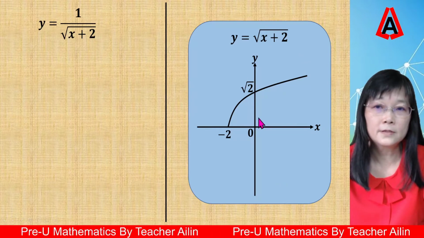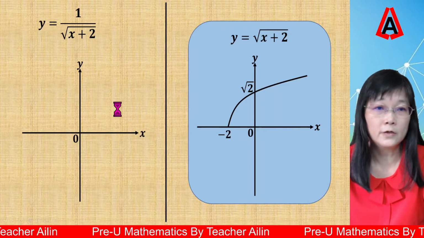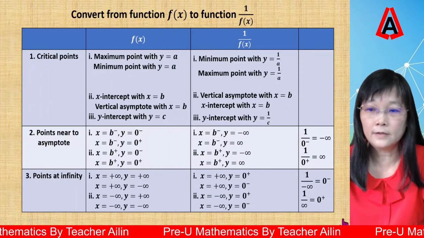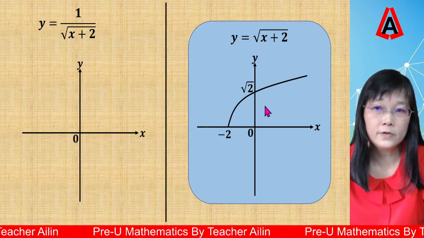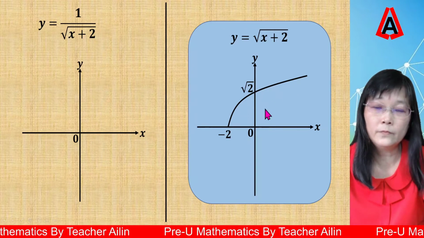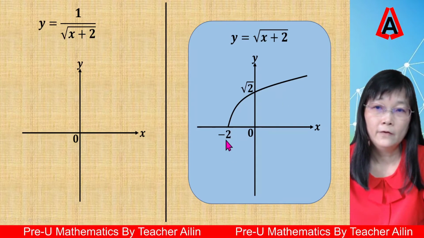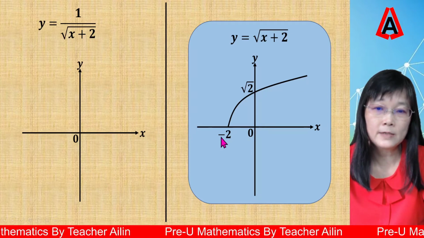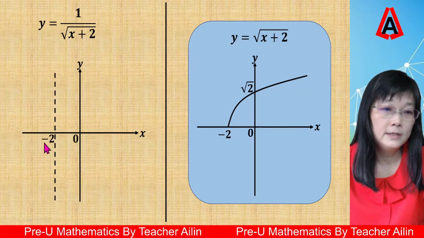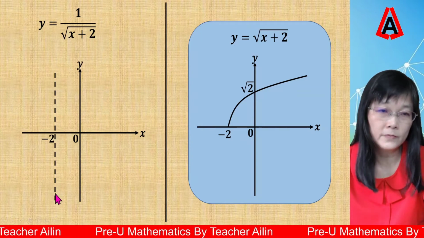To convert, the graph becomes 1 over square root of x plus 2. So we are going to consider some of the important parts. The first one is the critical point. From this square root of x plus 2, notice that this graph has no maximum point or minimum point. Then we go to the x-intercept. For square root of x plus 2, the x-intercept is negative 2. So when converted to the reciprocal function, this x equals negative 2 becomes the vertical asymptote.